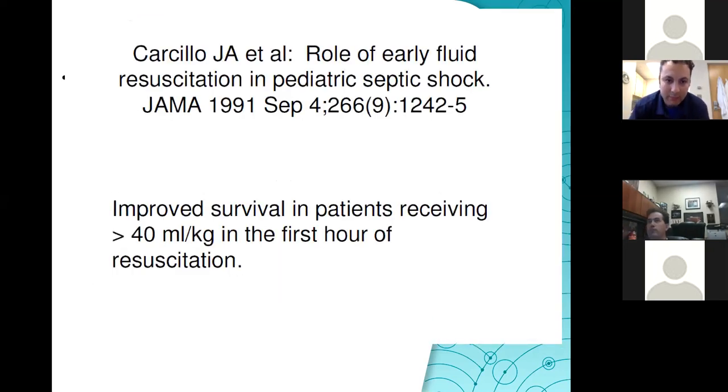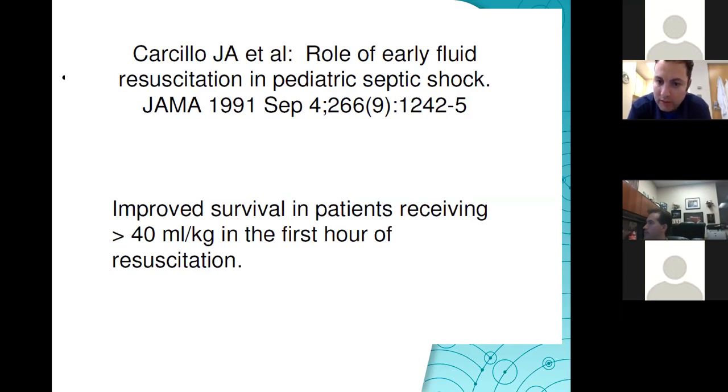What's the data behind pediatric IV fluid resuscitation? Not much, sadly. There is the 1991 paper in JAMA from Carcillo. It's really talking about improved survival in patients who receive more than 40 ml per kilo in the first hour of resuscitation. Not a lot of patients.